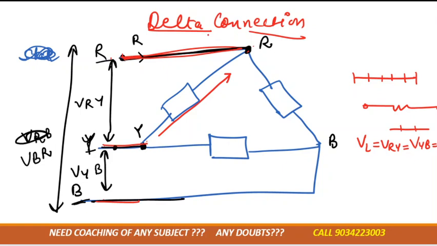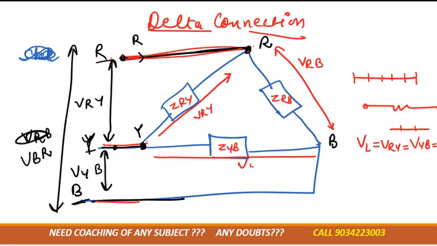Now we'll see the phase connection. This is the point across R and Y. So here the voltage is how much? VRY. Suppose this is ZRY, this is ZYB, and this is ZRB. So the potential across R and B would be VRB, and the potential across Y and B would be VYB. Which of these voltages are line voltages or phase voltages? Tell me. Are these line voltages or phase voltages?